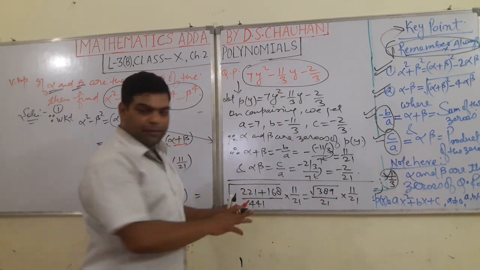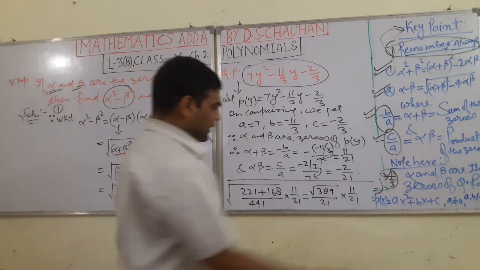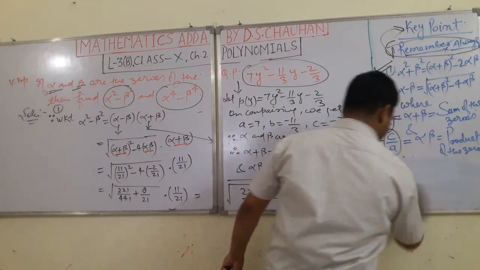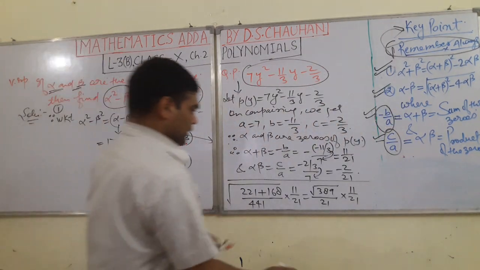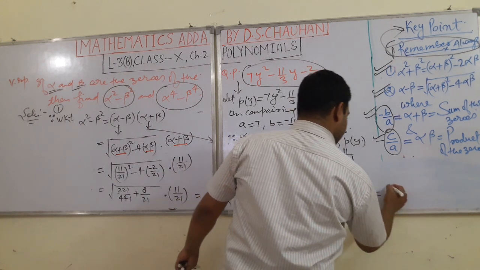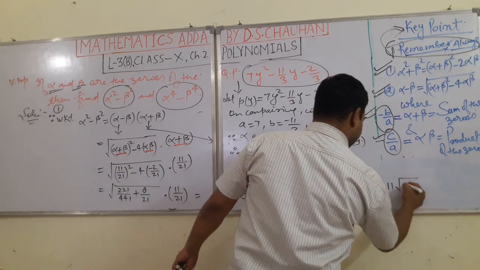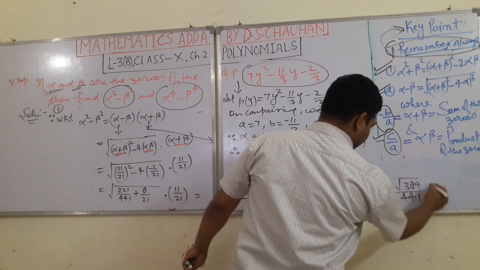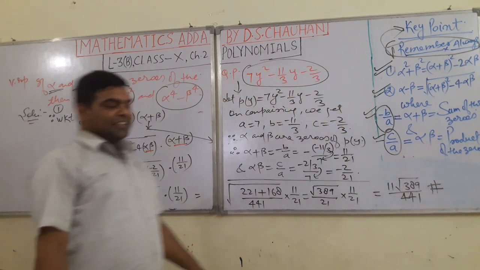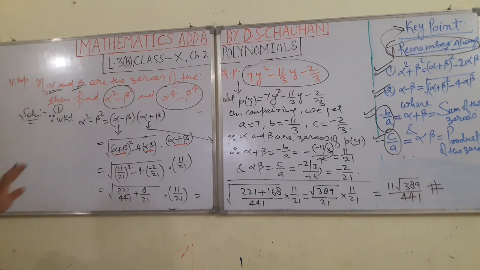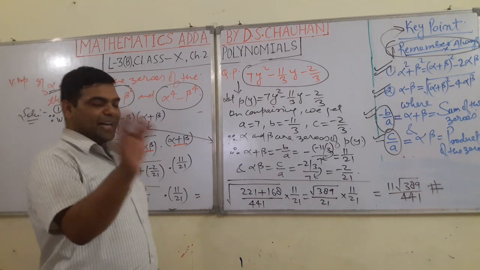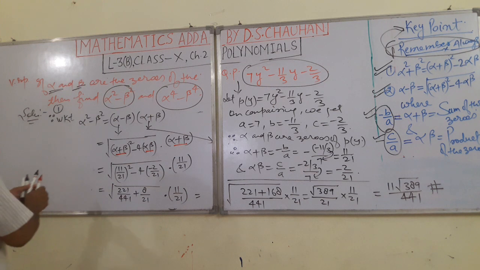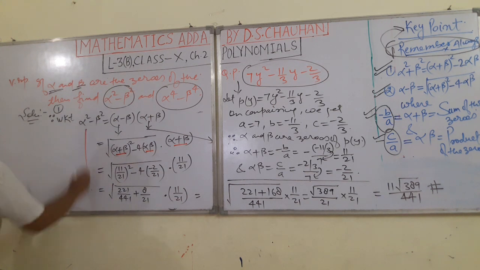So when you simplify, what you will get, students, here? You will get 11 times under root 389 upon 441. This is the value. Here the calculation is very complicated, but no need to worry. Once we have the method, we can solve. Okay, students.